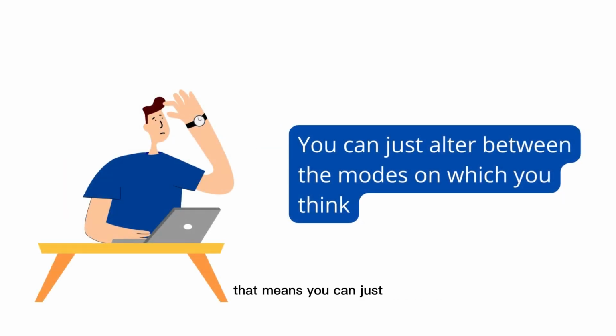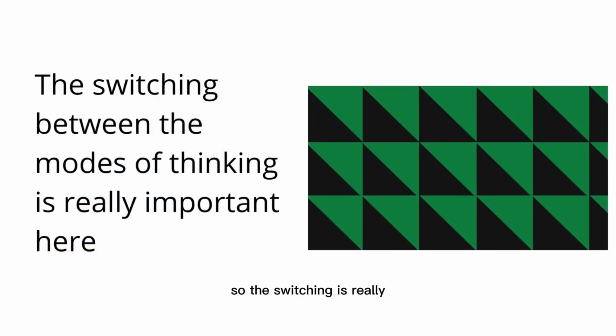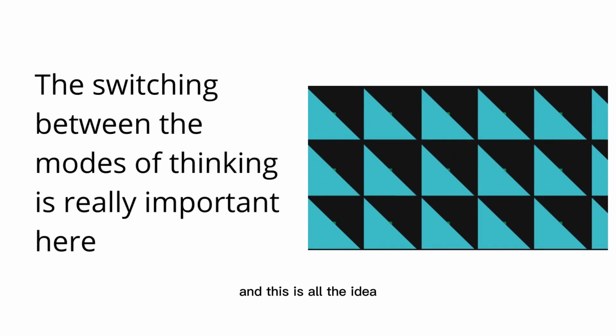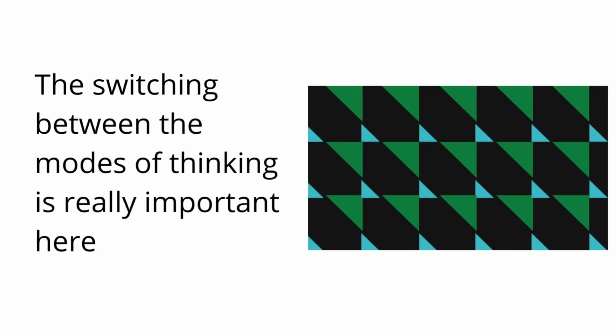That means you can just alter between the modes on which you think, that is having a focus mode, reading for certain time and then again relaxing your brain, which means going to a diffuse mode and then returning back to the certain topic which requires focus mode again. So the switching is really important here, and this is all the idea.